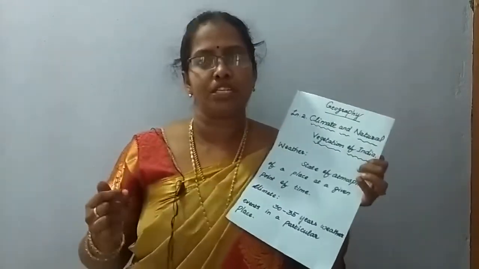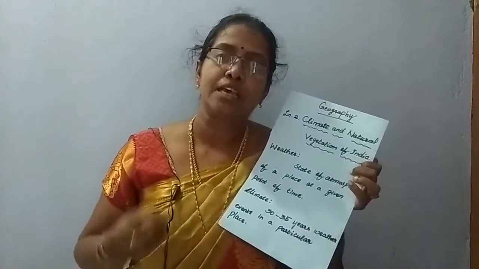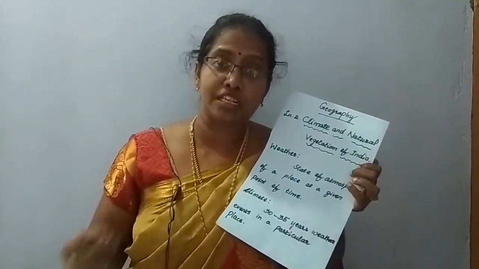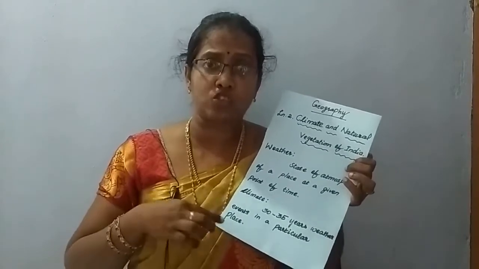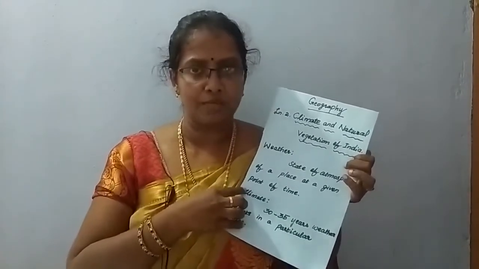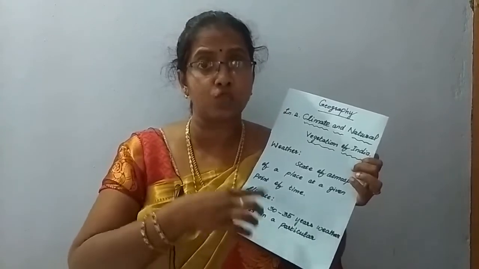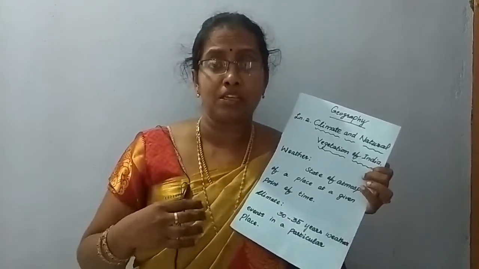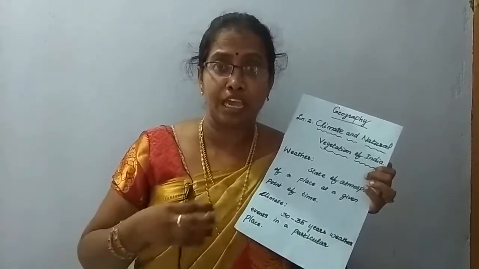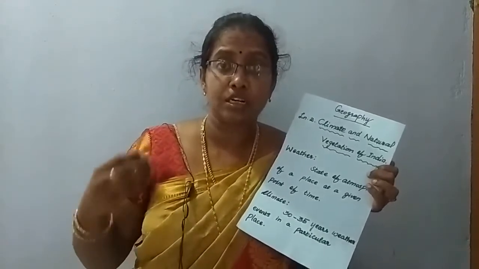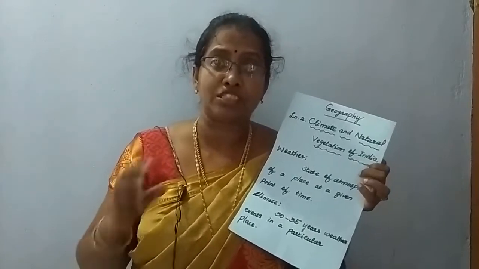What is meant by climate? Climate means 30-35 years of weather condition over a particular area, over a particular place. For the same month, sometimes they may receive rainfall. If the same month continuously for 30-35 years they are getting the rainfall, that is the climate.